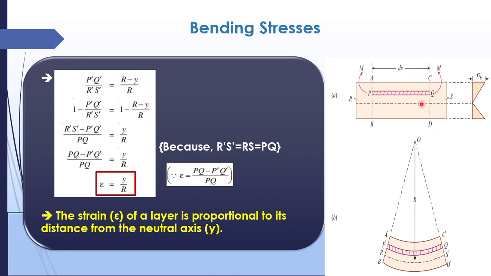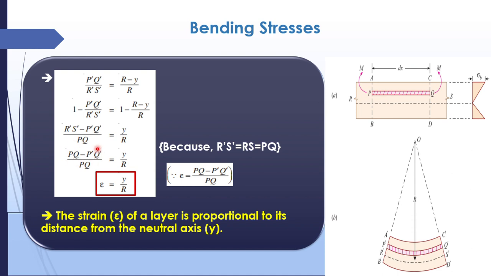So this RS can be equal to anything. We are providing R dash S dash as RS or PQ. We can provide it as PQ because it is equal to PQ. So PQ minus P dash Q dash divided by PQ is equal to Y by R, because R dash S dash is equal to RS is equal to PQ.